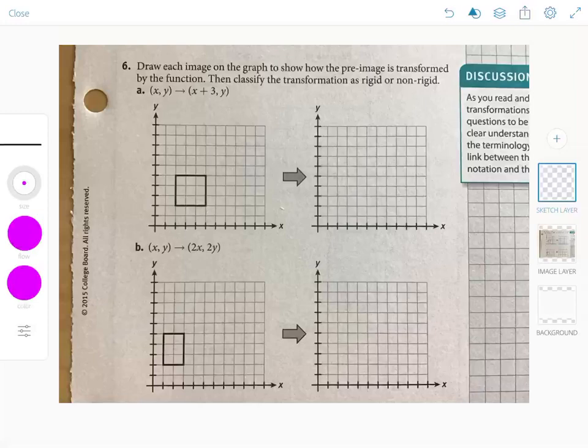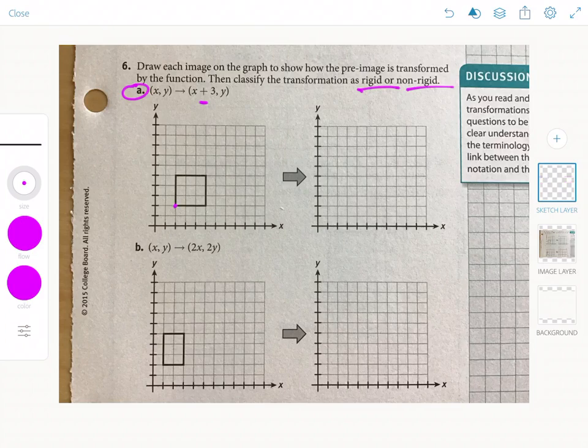What's up, guys? In this video, we're going to make the distinction between a rigid and a non-rigid motion. Letter A is an example of a rigid motion. Anytime you're adding or subtracting from your x value and your y value, you've got a rigid motion. Let's see, what does that look like?